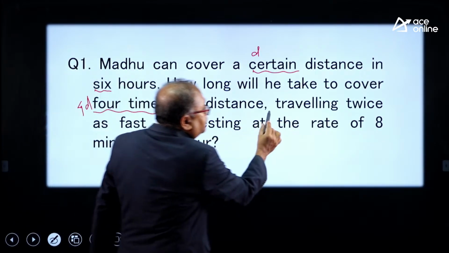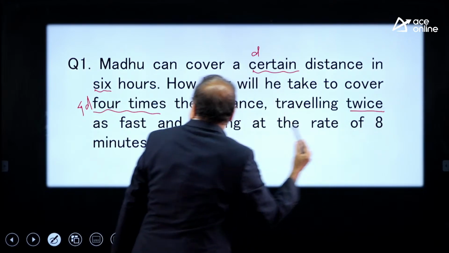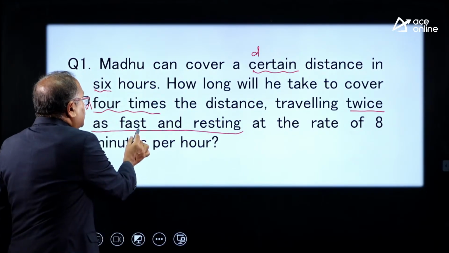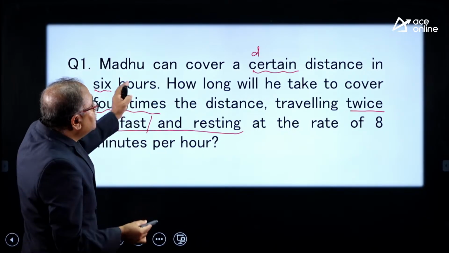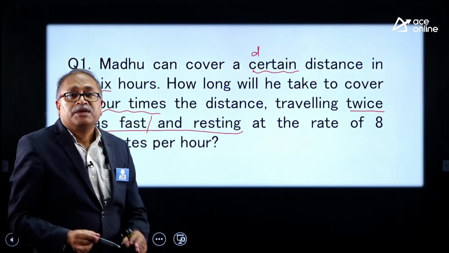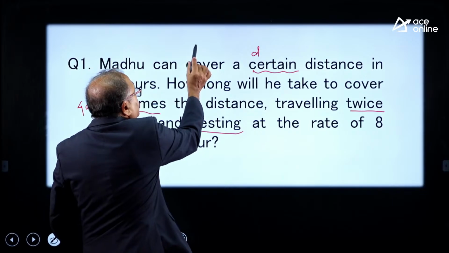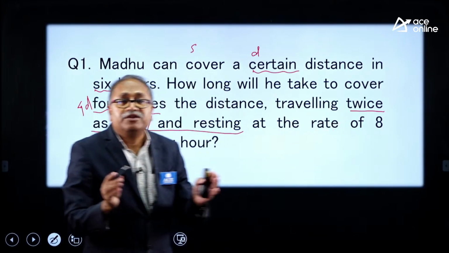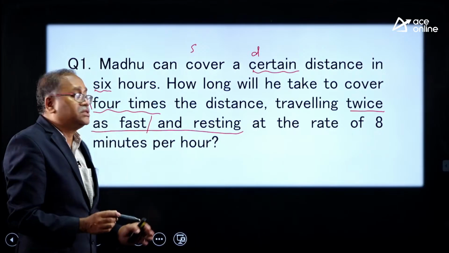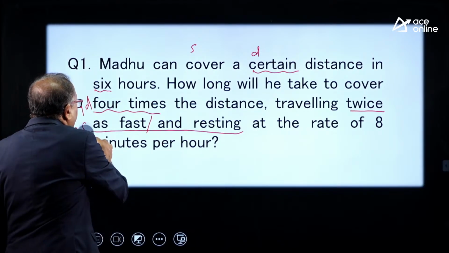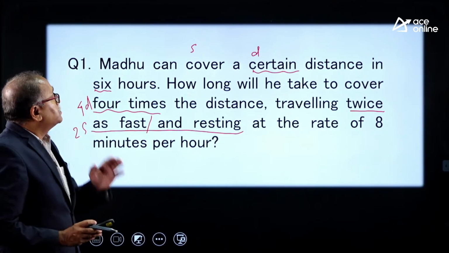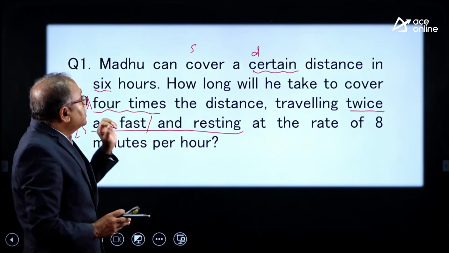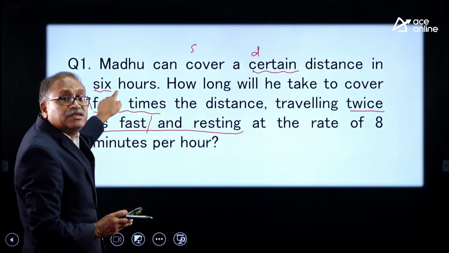Now, if he is traveling twice as fast, that means I do not know what the speed is in the first case. So, if I consider the speed as s, then in the second case what will be the speed? The speed will be twice the previous one, so my speed will be 2s. So, when the distance is d, the speed is s, and it takes 6 hours.